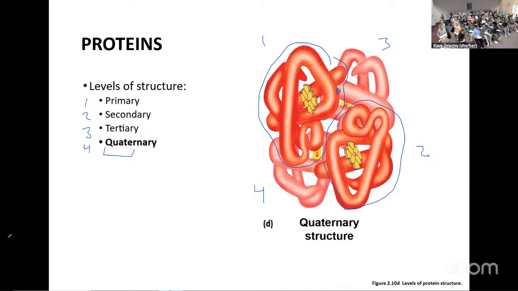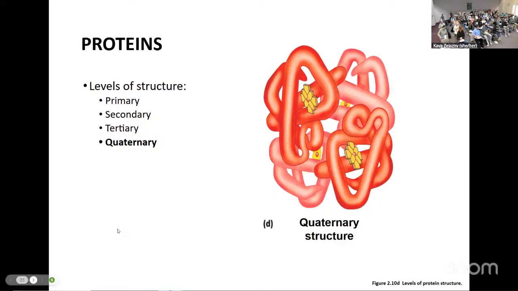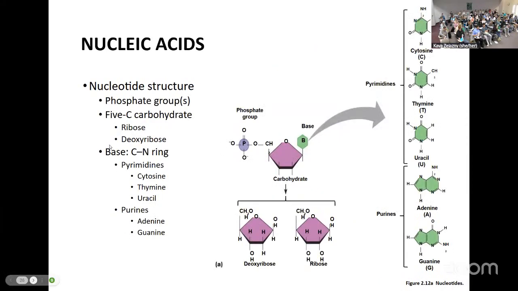So we're going to end there for today with those levels of protein structure. And next time we'll pick up with our nucleic acids.